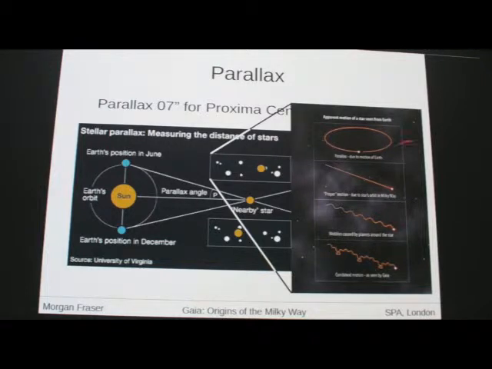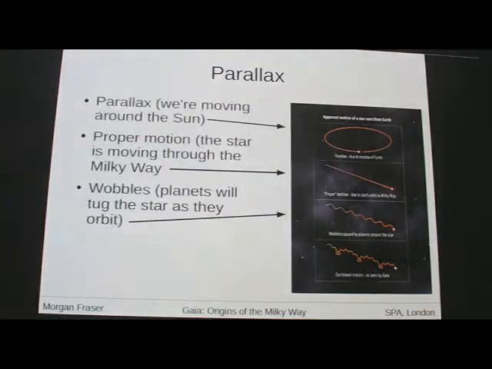So when you add all these together, your parallax motion, because of us moving around the sun, the proper motion, because of the star moving through the Milky Way, and perhaps even these wobbles caused by planets, when you add all of those together, you find that stars actually trace out very complicated, intricate patterns on the sky. And you can see an example here, a little bit of a circle and a wobble and a circle and a wobble. So this is really what Gaia measures. And from this, we can work out how far away a star is, where it is, how fast it's moving, and possibly even if it's got planets around it.